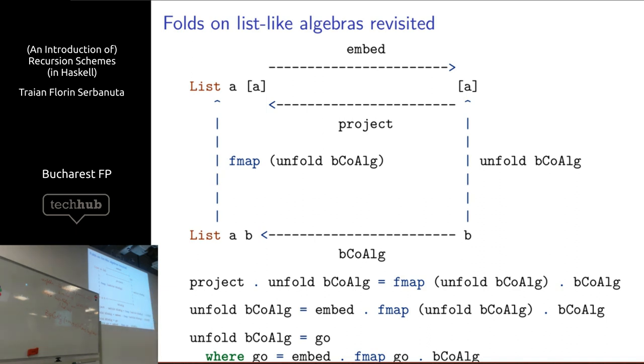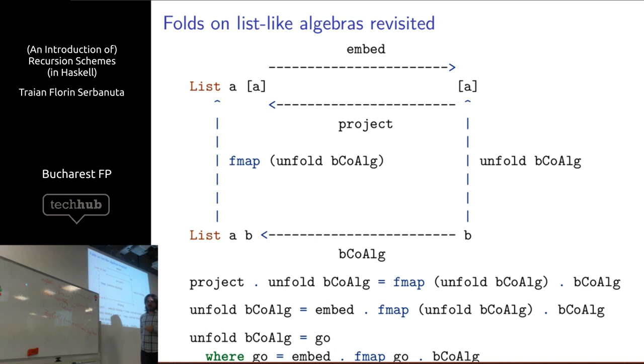Okay, and we do something similar to what we did before. We would like to have the same nice natural transformation condition. So if I take unfold and then project, getting me from B to list of A and list of A, or I take this coalgebra function and then the mapping of the unfold, I want to get the same thing. And now you guess, we do the same trick that we did before. We have this project here. We know that embed is an inverse. We compose with it to the left. And we get a recursion equation for unfold.